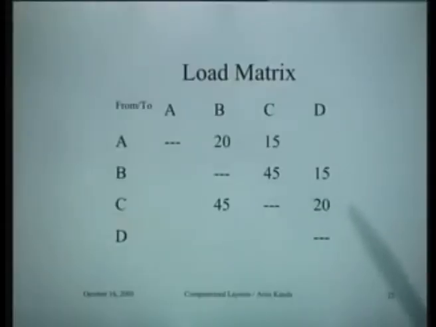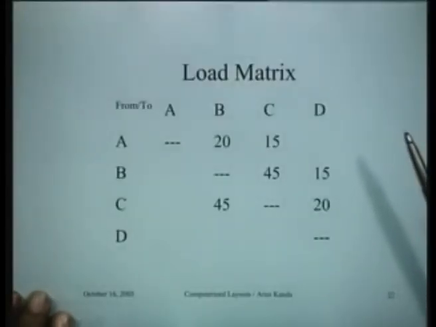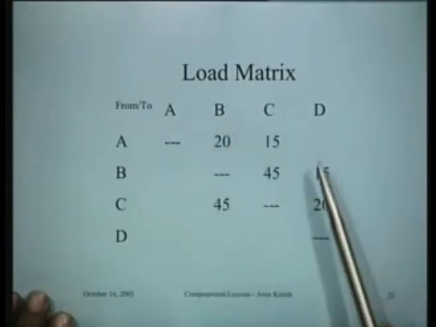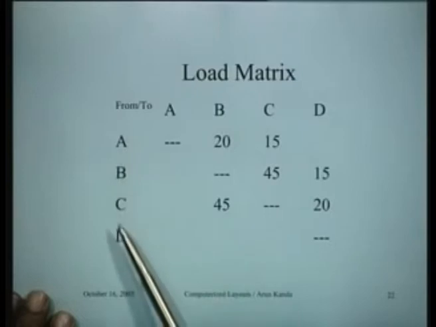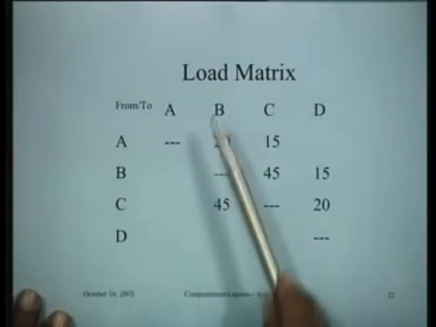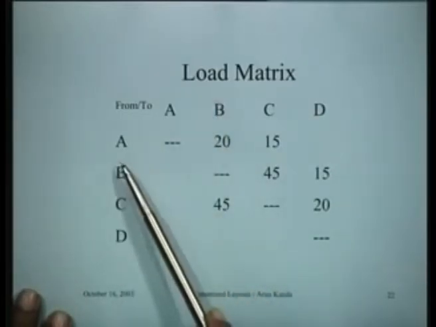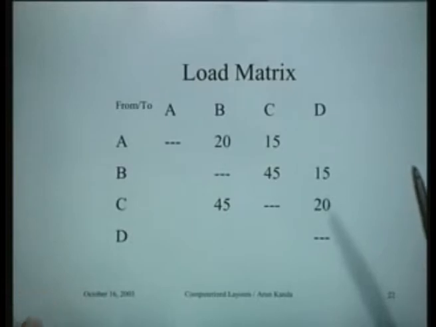What we can then do is determine a matrix known as the load matrix for this particular information, which is the total quantum of trolleys which are moving between all pairs of departments. How do I compute this information? This is the load matrix. What is the load moving between all pairs of departments?